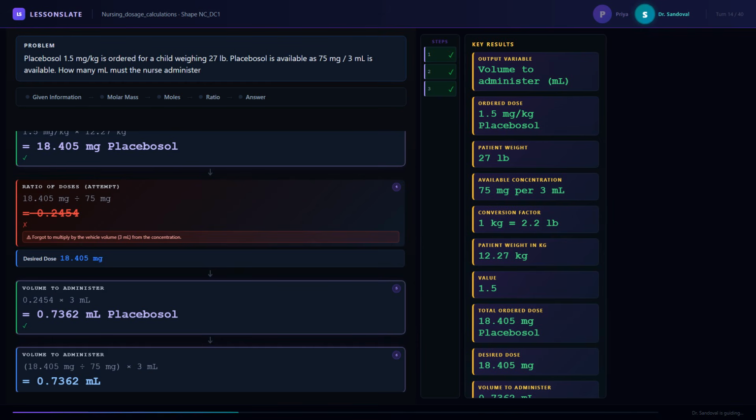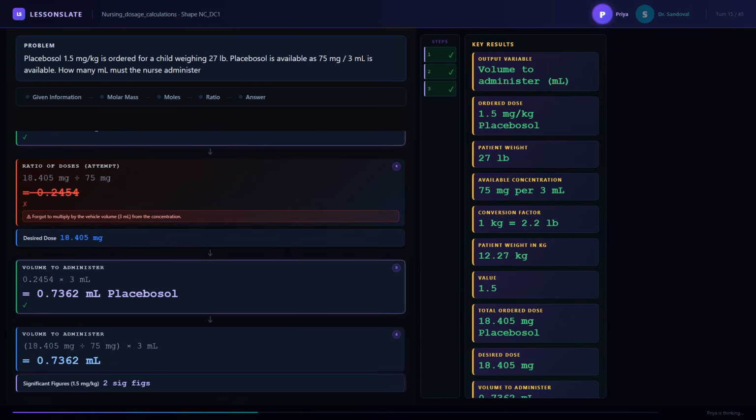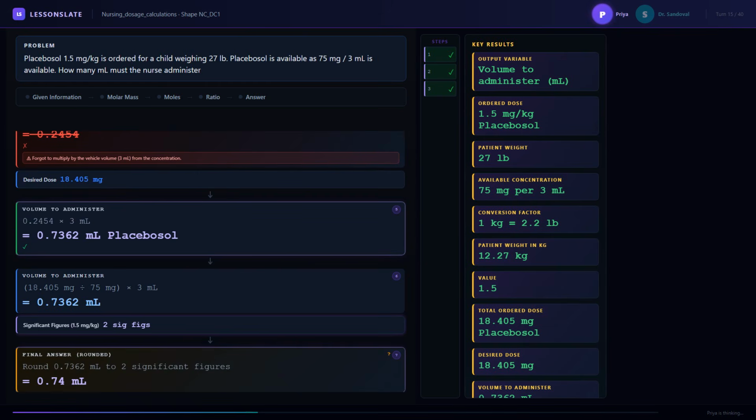Before we finalize this, how many significant figures should our answer have, considering the measurements given in the problem? Okay, significant figures. I'm looking at the numbers we used. 1.5 has 2, 27 has 2, and 75 has 2. The 3 milliliters seems like it might be 1, but usually it's treated like a 2-digit number in the ratio, right? So, if I go with 2 significant figures for everything, 0.7362 milliliters would round to 0.74 milliliters.